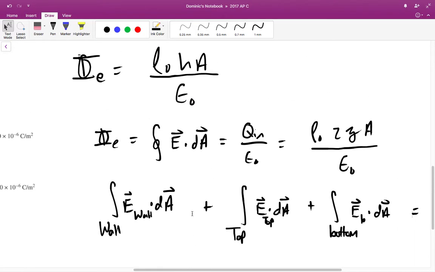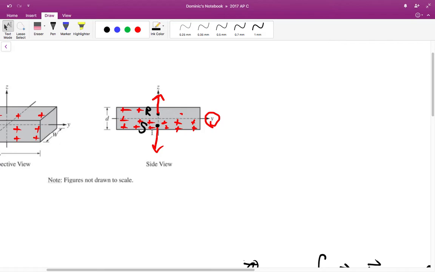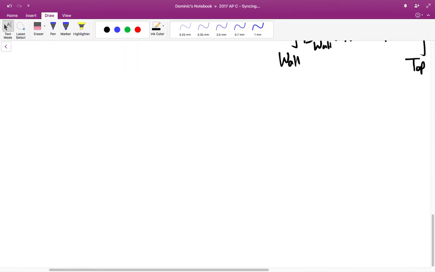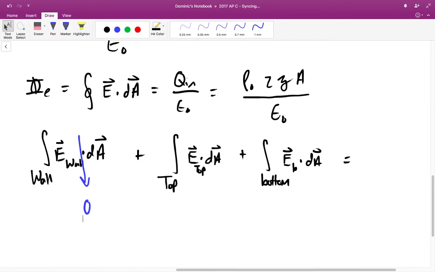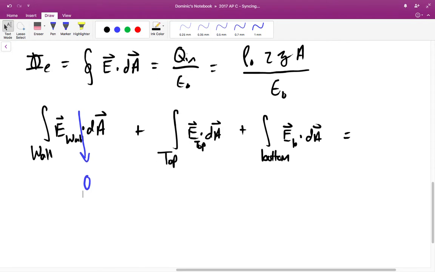And if that's the case, then if I draw my Gaussian surface over here, so here's our cylinder, a cross-sectional area, the electric field is going to be perpendicular to the area vector of the wall of our cylinder. So the electric flux going through the wall of the cylinder is 0. E of the wall dot dA is going to be 0. And then the electric flux going through the top, because this is uniform, has to be the same as the electric flux going through the bottom.